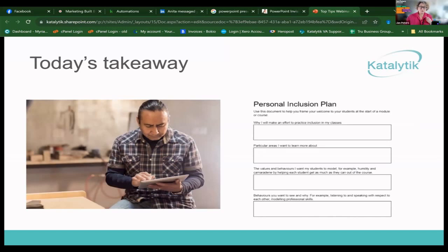So today's takeaway for you is your personal inclusion plan. Four pages unfilled, which is on the Google Doc. The link is in the chat. Please go click on it and download it.